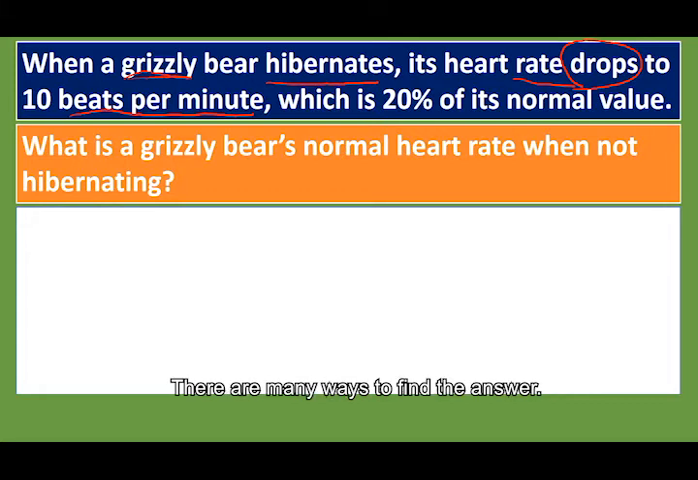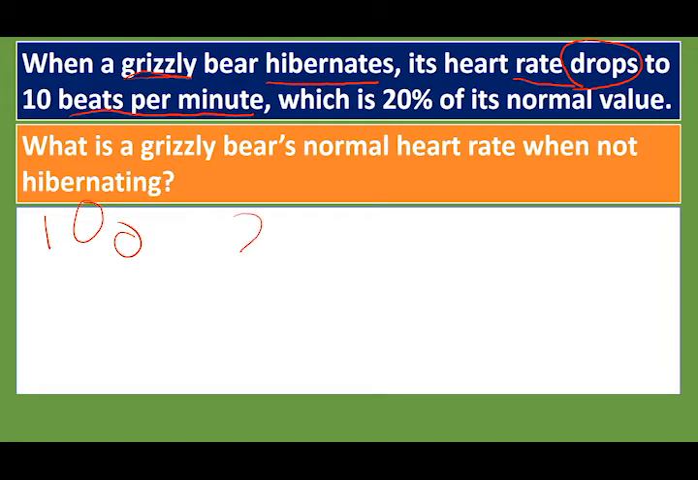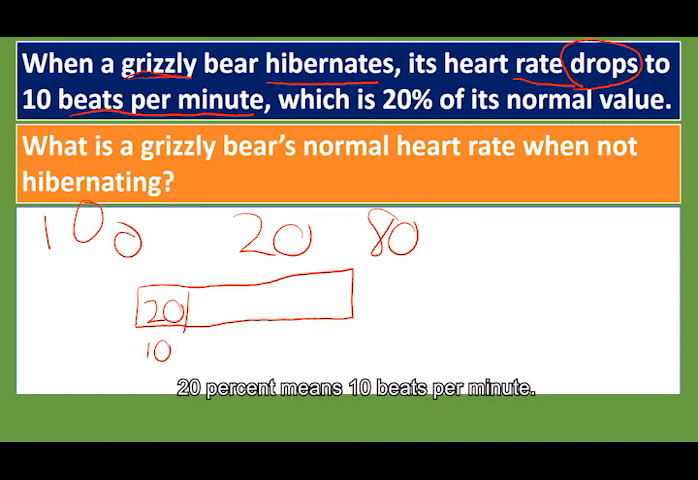There are many ways to find the answer. I will show you one. Remember that percent means 100. And 20% means we don't have 80. Let's draw what we know. 20% means 10 beats per minute. We can write 20% 4 more times, because 20 times 5 equals 100.